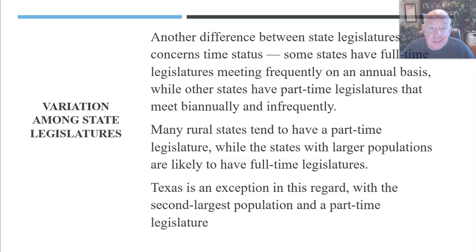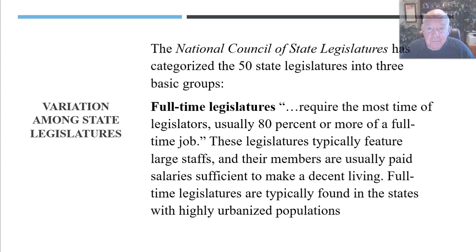Another difference between state legislatures concerns time status. Some states have full-time legislatures meeting frequently on an annual basis, while other states have part-time legislatures that meet biannually and infrequently. Many rural states tend to have a part-time legislature, while the states with larger populations are likely to have full-time legislatures. Texas is an exception in this regard, with the second largest population and a part-time legislature.